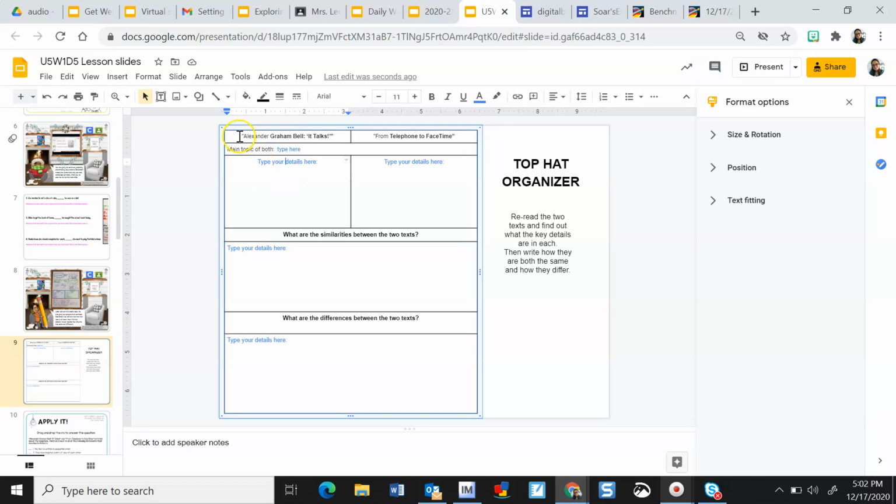Under here, this section right here, the details, you're going to tell me what details you learned from Alexander Graham Bell Talks that is about the topic. And then you're going to go on here, what details about this topic that you just read about came from Telephone to FaceTime. So I'm going to go ahead and type the topic. What were they both talking about?